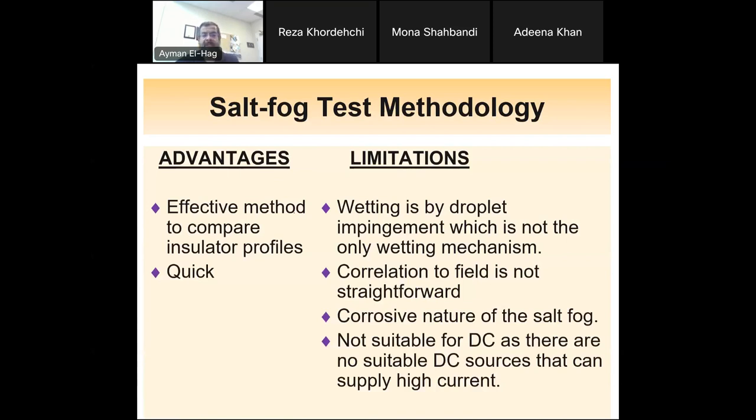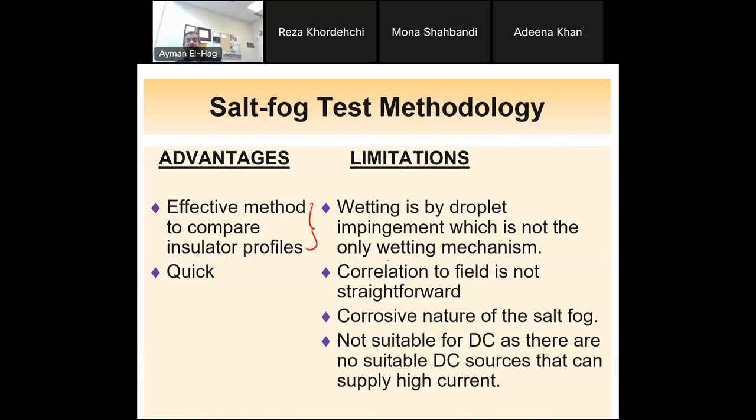So what are the advantages and disadvantages of the salt fog test? Okay, so this is a good method to test the full insulator profile. There are some other tests used to test the material itself, like the inclined plane test. I have a short video in my channel if you are interested. If you go to the outdoor insulator corner, you'll see a couple of videos about testing of the outdoor insulation. This is a quick method.